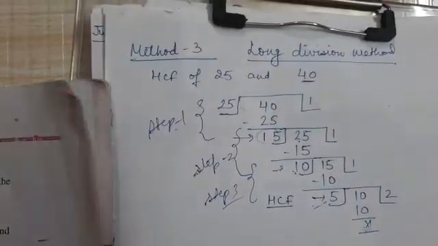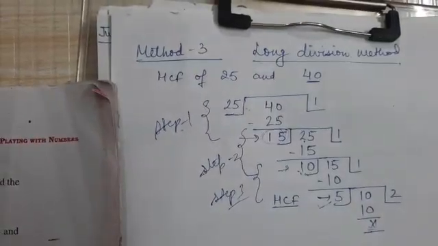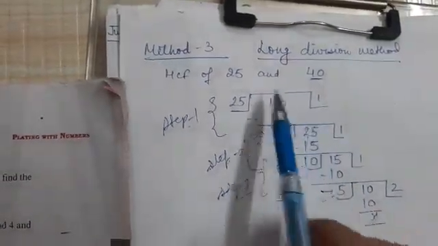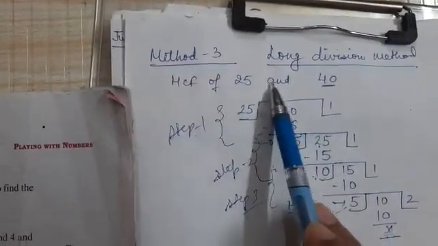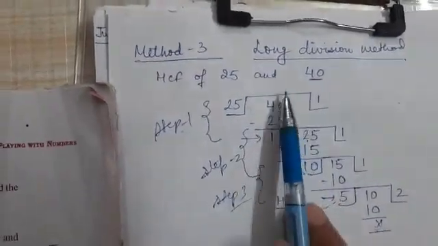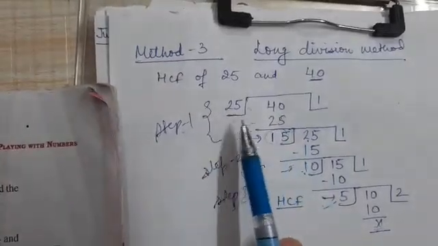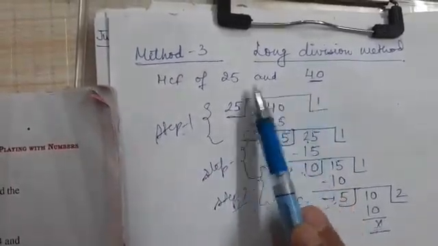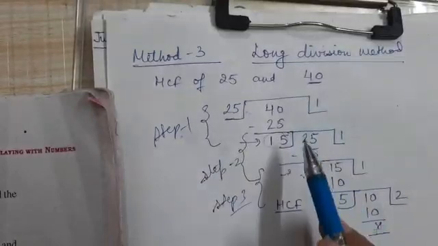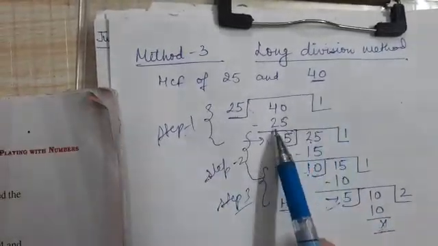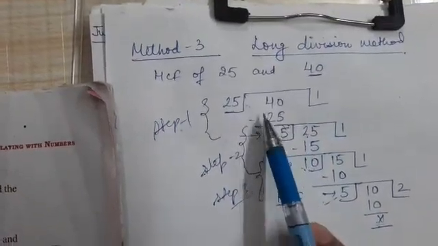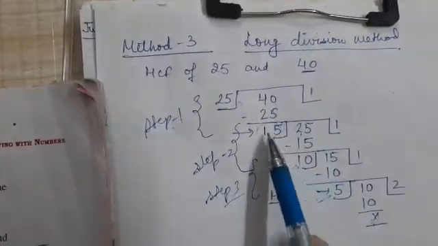If the numbers are large, then you have to use the division method, or you can say long division method. Let us understand long division method to find out HCF of any two numbers. So here we are going to find HCF of 25 and 40. In step 1 you will divide the bigger number by the smaller one. 25 ones are 25. Subtract 25 from 40, what you will get? You'll get 15.